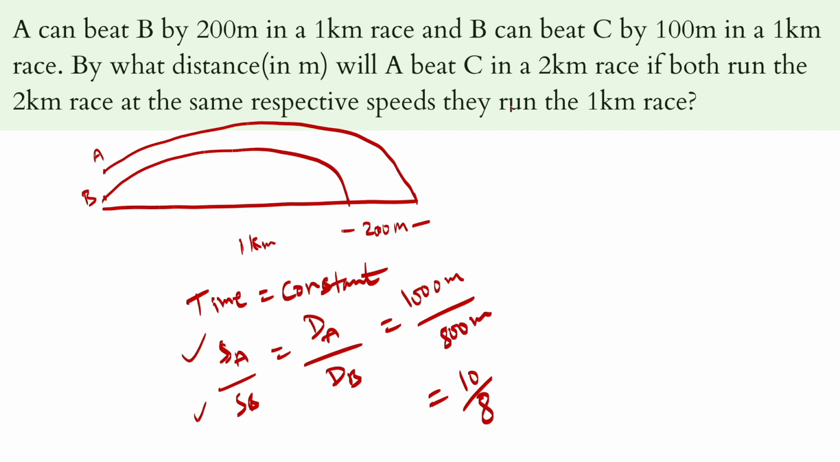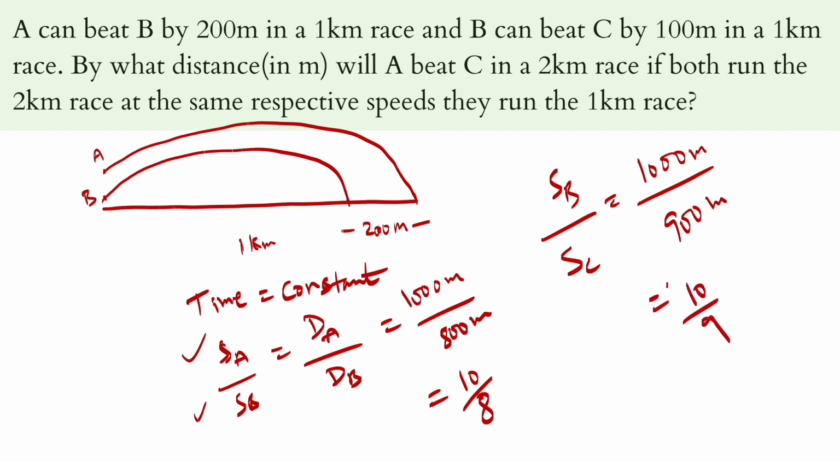B can beat C by 100 meters in a 1 kilometer race. So what is speed of B by speed of C? B can beat C by 100 meters. So B travels 1000 meters, and by the time B travels 1000, C travels 900 meters, right? Because B can beat C by 100 meters. So difference is 100 meters. So the ratio is 10 by 9. The ratio of the speeds of B and C is 10 by 9.